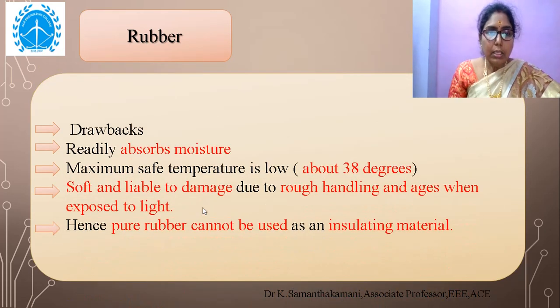So coming to the drawbacks, pure rubber absorbs moisture. Actually it should not absorb moisture, but it is absorbing moisture. And one more point, the maximum temperature it can withstand is only 38 degrees. Moreover, this rubber is very soft and liable to damage. Because of this nature, we cannot use this soft rubber or pure rubber directly as an insulating material.